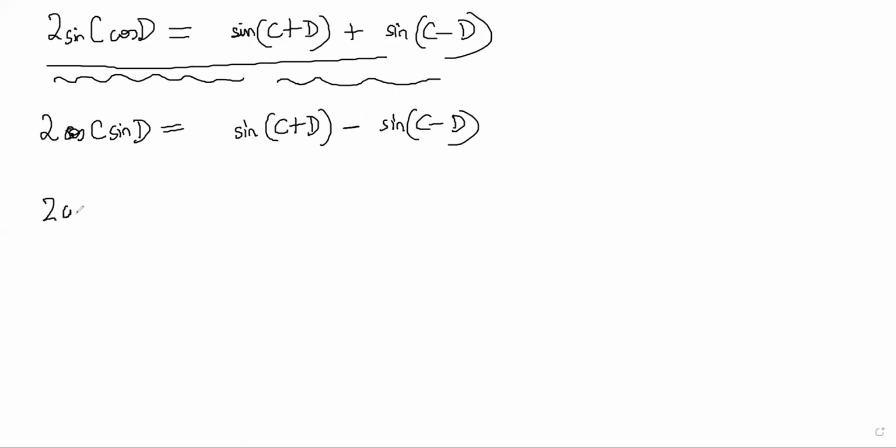Similarly, 2 cos a cos b, suppose somebody says 2 cos a cos b, will simply be cos of a minus b plus cos of a plus b, actually, right? Simply, right?